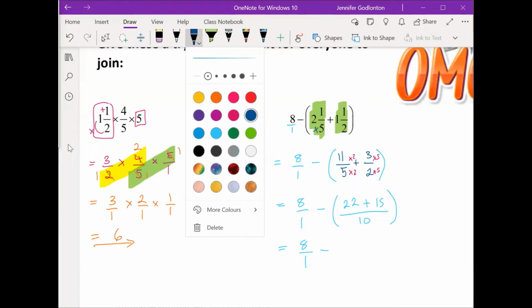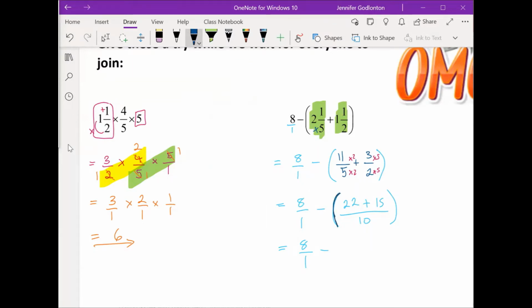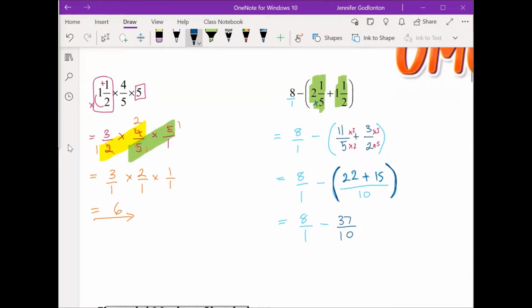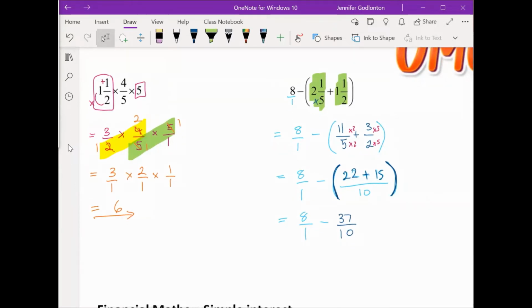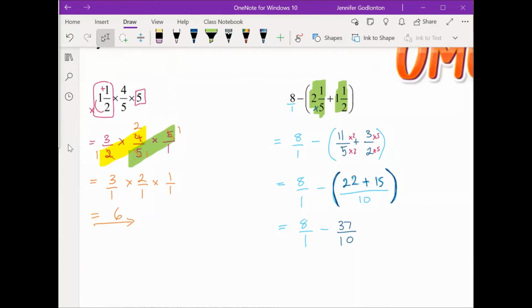Yes, please. Okay, so because of BODMAS, we have to work with what's in that bracket first, right? So all we do is we say, what's 22 plus 15? And that's going to give me 37 over 10. So that's my next step. And then I'm going to have to get another common denominator.